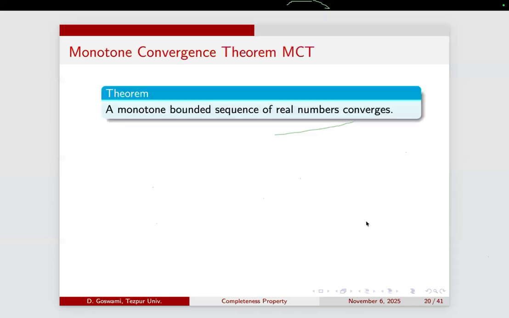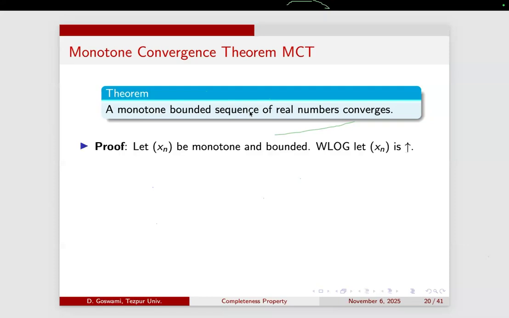So let's put it in a theorem. A monotone bounded sequence of real numbers converges. We'll call it MCT. So monotone means it may be monotonically increasing or monotonically decreasing. So I'll assume that it is monotonically increasing.